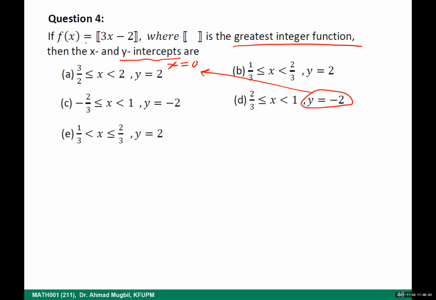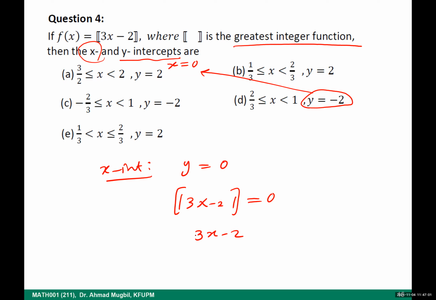Now, how to find the x-intercept? X-intercept means that y is what? 0. What is y? Y is the greatest integer of 3x minus 2 equals 0. So when you have a greatest integer of something equal to 0, this means what? 3x minus 2 is what? Greater than or equal to 0, less than? You have an inequality, solve it. You will get this answer. Okay.